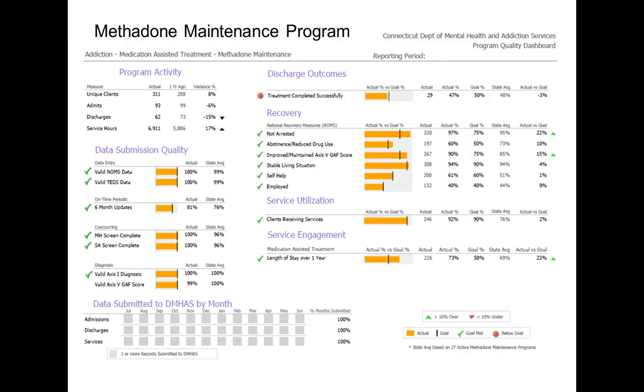So let's go back to that sample report. This is an actual report. I've redacted it. It is for a methadone maintenance program, and this slide shows how the report looks in its entirety. Each program, as we call it, has one page, and some providers have many pages in their PDF.